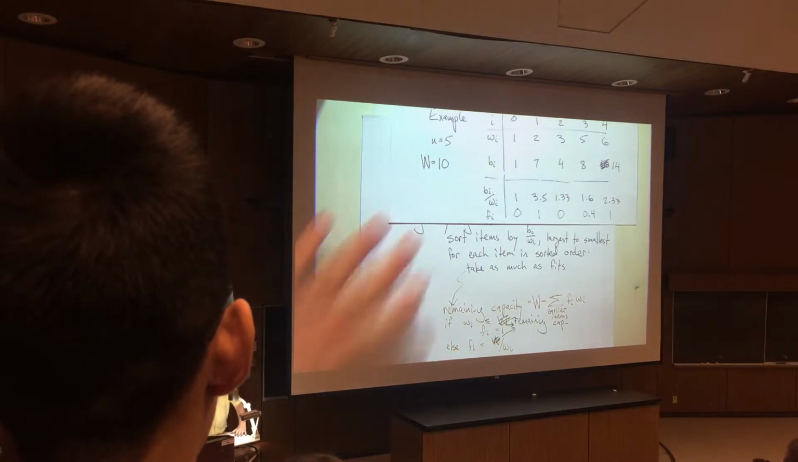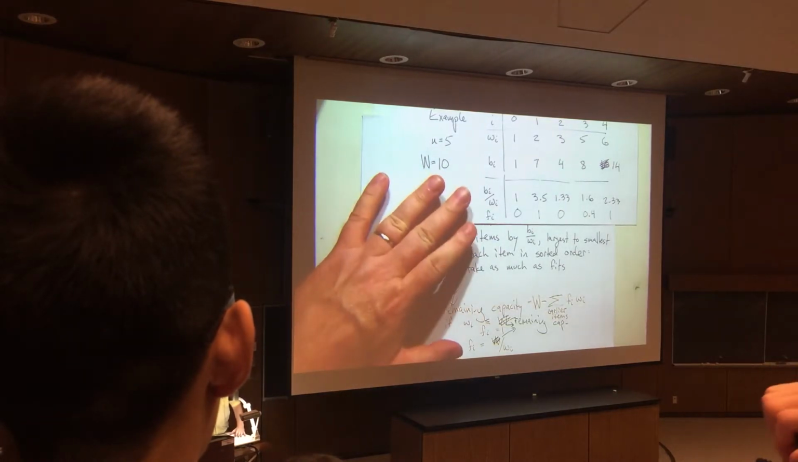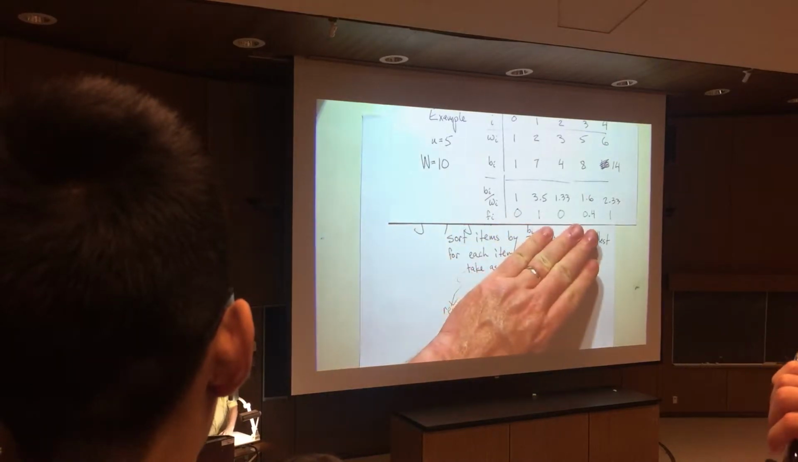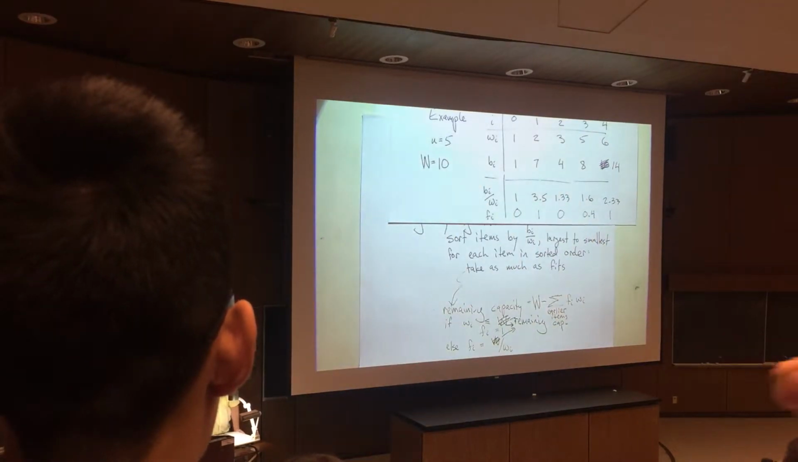So the greedy solution solves the problem that it's trying to solve exactly, but it can be very far off from a correct solution to the 0-1 problem.